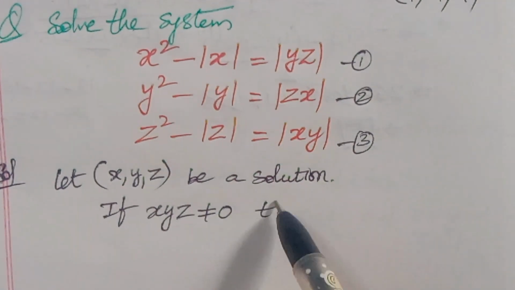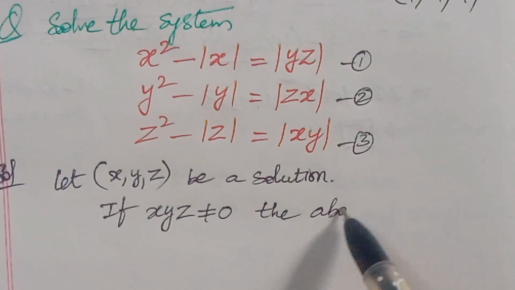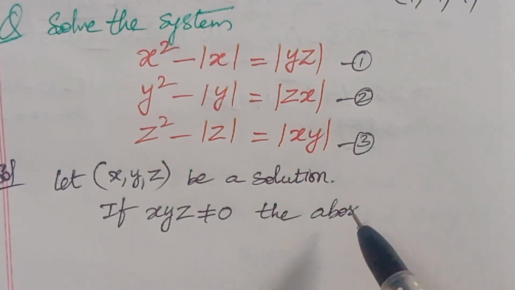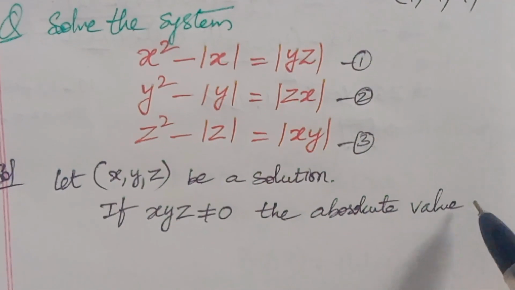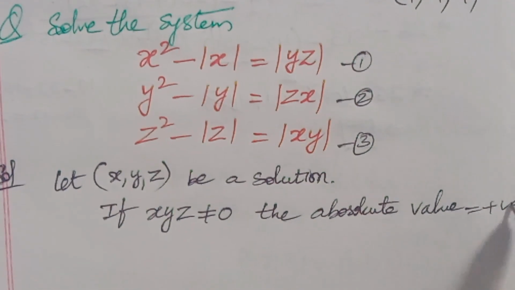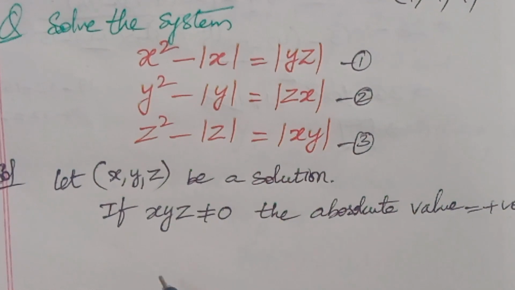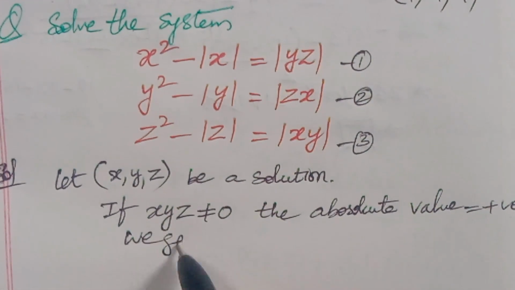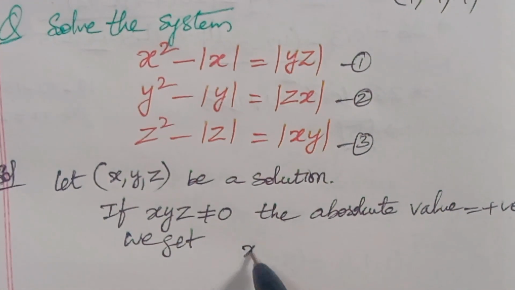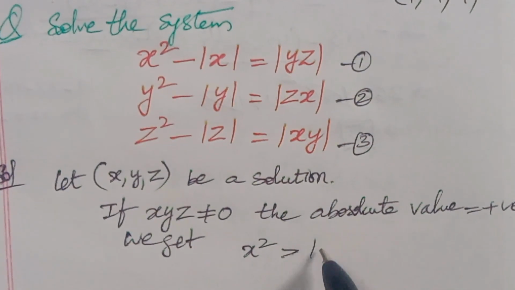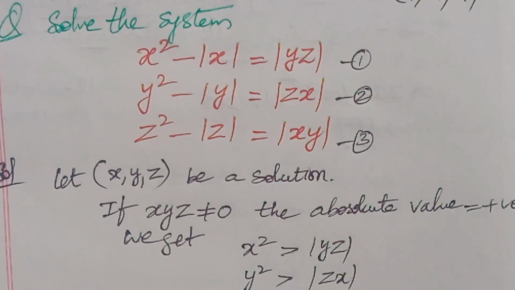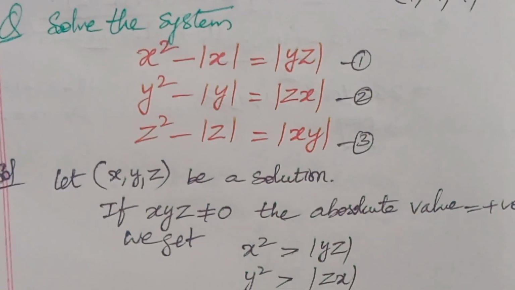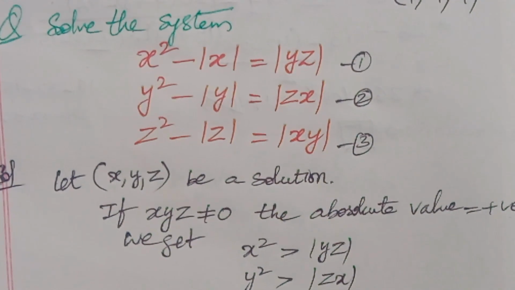then the absolute value is positive. So we get x² > |yz|, y² > |zx|, z² > |xy|.